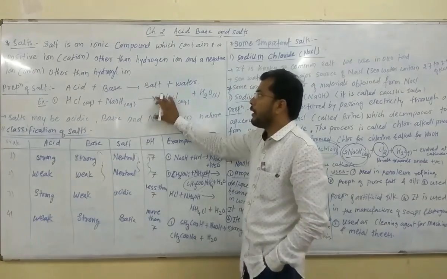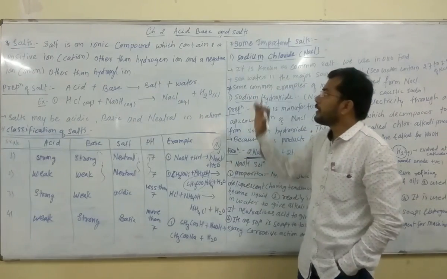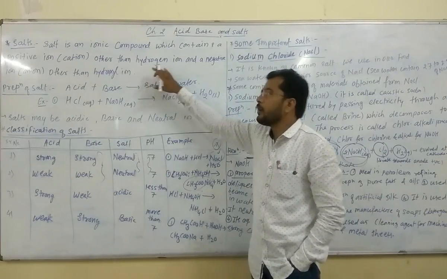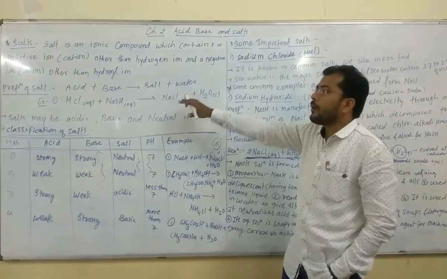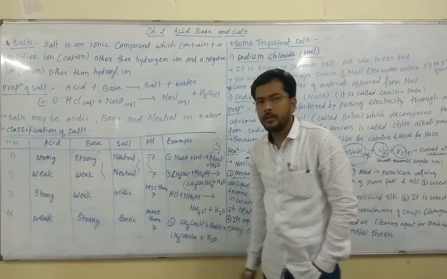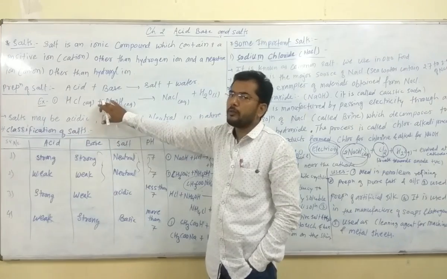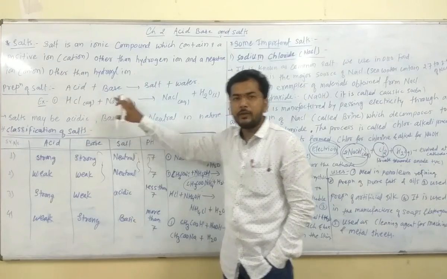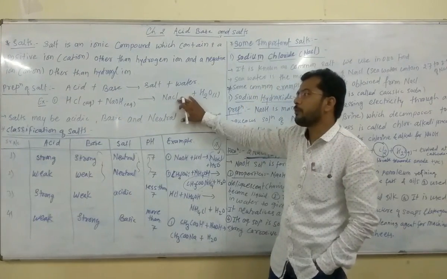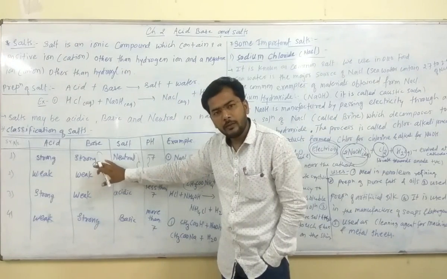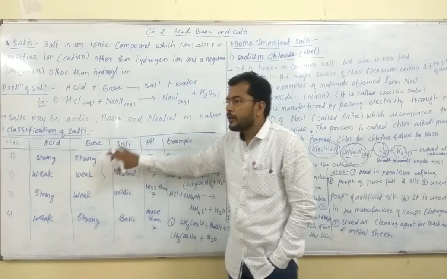Salt is an ionic compound which contains a positive ion other than hydrogen and a negative ion other than hydroxyl ion. We have seen the preparation of salts: when acids react with bases, they form salt plus water. How can we classify these salts? We have seen about it also.